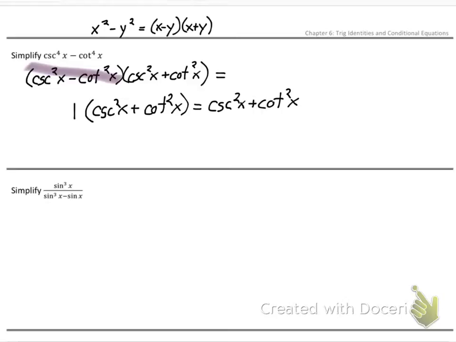There's no way to further simplify this, because I don't want to change this into tangent, because that's 1 over tangent. That's introducing fractions. Yeah? Couldn't you change the cosecant into cotangent and add them together? How am I changing cosecant to cotangent? Oh, I guess.